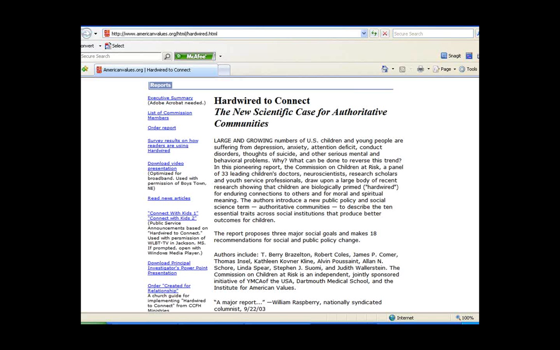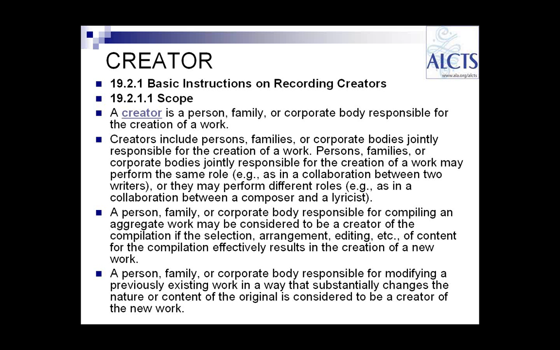Okay. Now I have included the definition of creator for you: a person, family, or corporate body responsible for the creation of the work. And basically it includes persons, families, corporate bodies responsible for the work, and it talks about the definition of a person or family, corporate body.